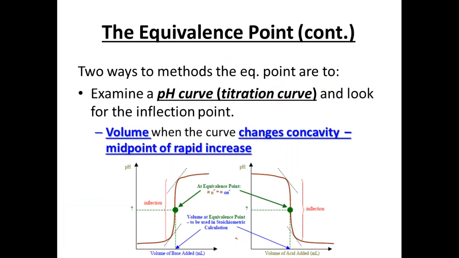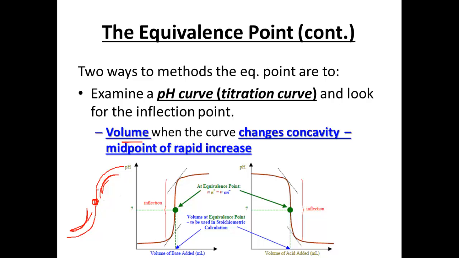When you reach the equivalence point, there's two ways to know you've reached it. One is to examine a pH curve, or sometimes called a titration curve, and what you're looking for is the inflection point. So the technical definition of inflection point, if I recall correctly from calculus, is when you change concavity, which means essentially it goes from being concave to being convex. Okay, so your curve is going this way, and then the curvature changes to the other side there. And that midpoint there, that's what we call the inflection point.